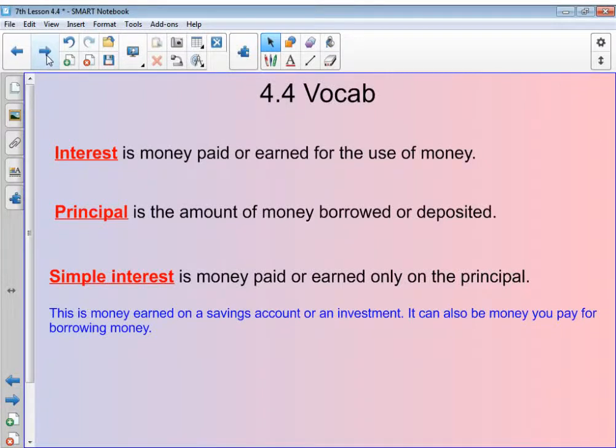Before the activity, there's a couple of vocab terminologies that we need to review. So as I'm going through these in the lesson, you understand the things that I'm talking about. So interest, first of all, is money that is either paid or earned for the use of money.